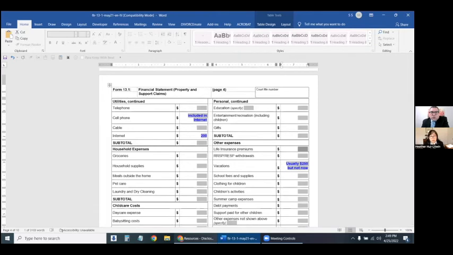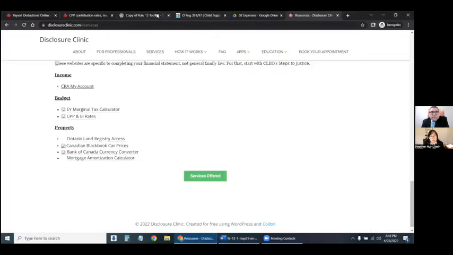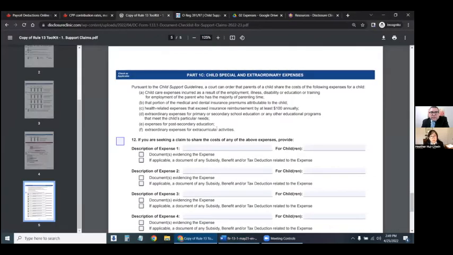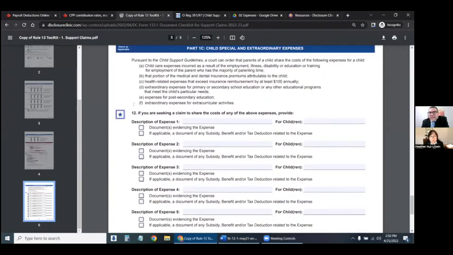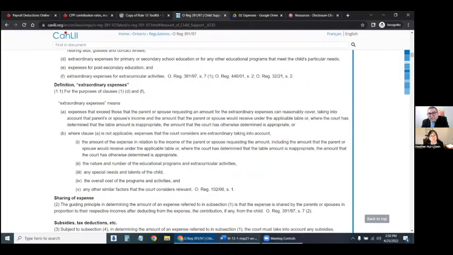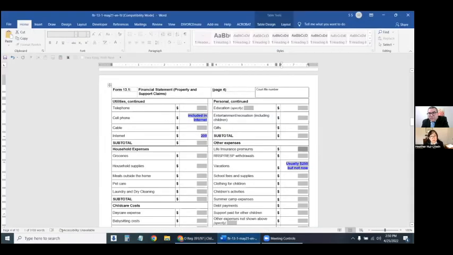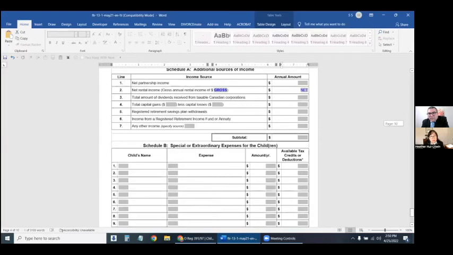So in my checklist, at the last page, you can click on if you're seeking child expenses to set them out and to provide documentation for them. And I'm going to show you the law because you might as well just see the law. It's kind of copied here anyway. It's actually in the back end of the financial statement where you list the children's expenses.